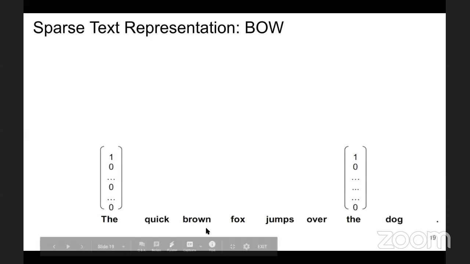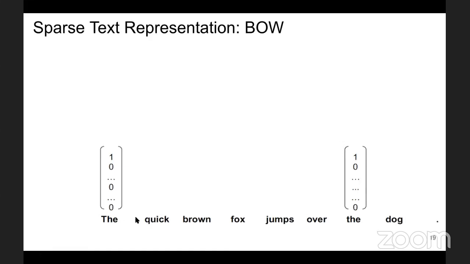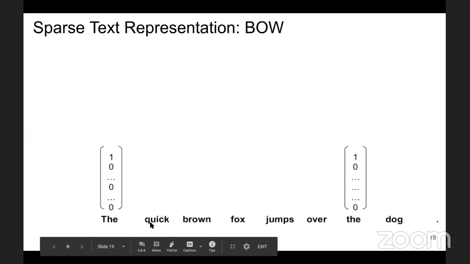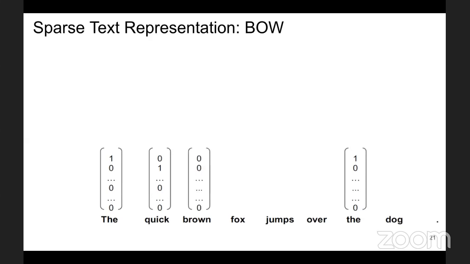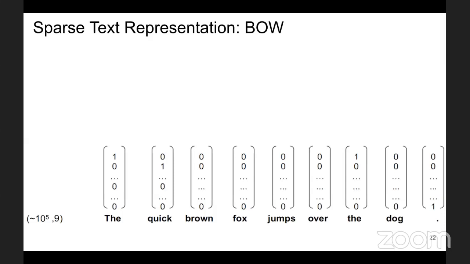So in this case, let's say our vocabulary is simple, these nine tokens. I'm calling it a token because I'm not calling the dot a word. So: the quick brown fox jumps over the dog. So 1, 2, 3, 4, 5, 6, 7, 8, 9. The vector size is 9. I place one at the first position to represent the word the. Then 2 for the word quick. Similarly 3 for brown, fox, jumps, over, the, dog.